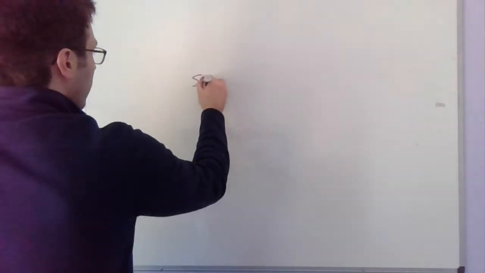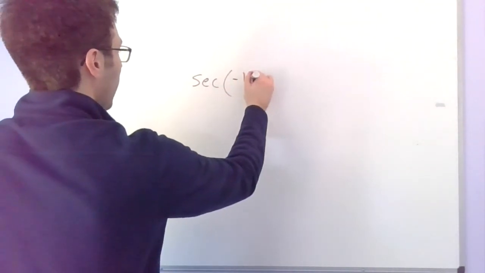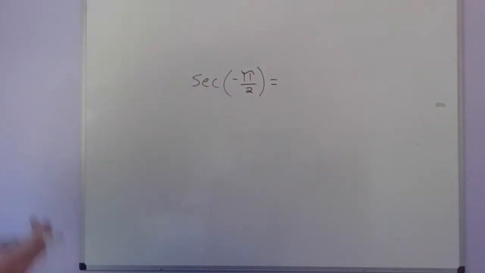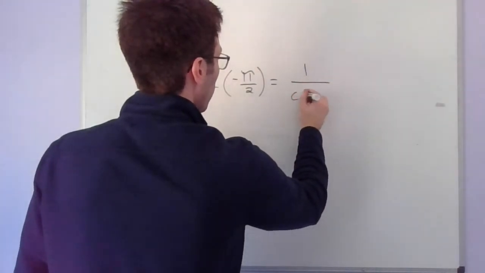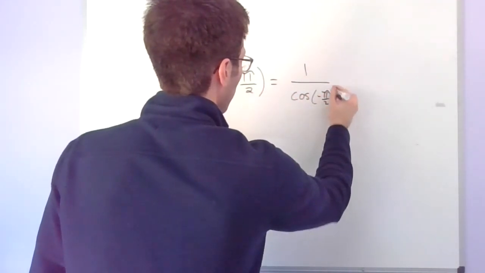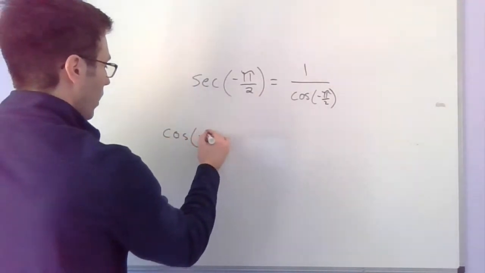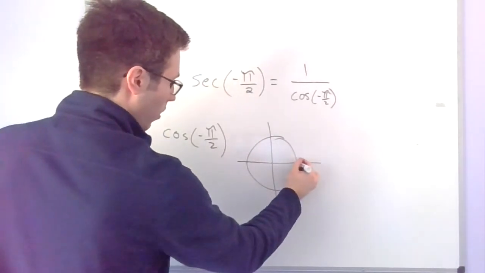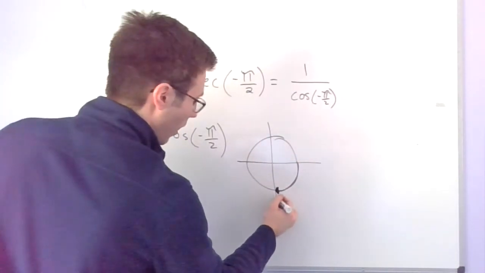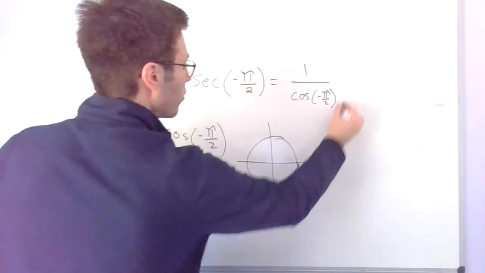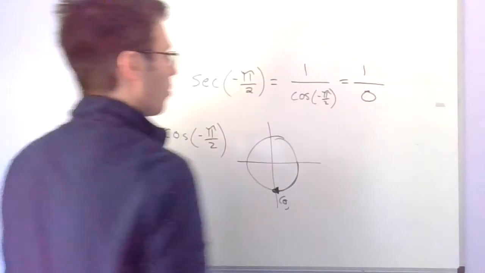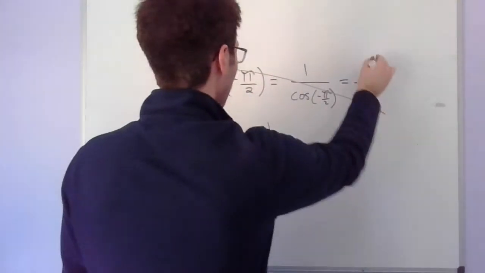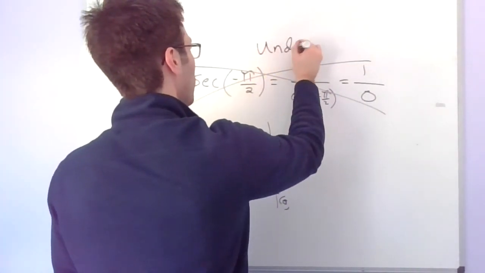Let's do secant of negative pi over 2. Let's figure out what that would equal. Secant is 1 over cosine, so it's 1 over cosine of negative pi over 2. If we're looking at our unit circle, we're going all the way over here, negative pi over 2. Our x-coordinate is 0, so it's 1 over 0. That value is undefined. If I ask what the secant of negative pi over 2 is, we cross that off and write undefined.